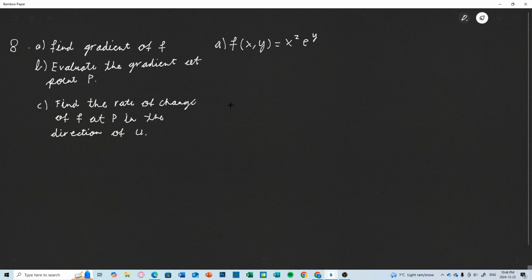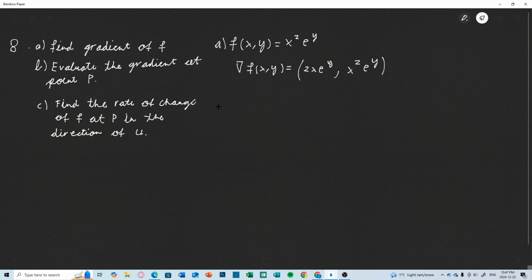Here we have question 8. So we need to find the gradient of f. For part B, we need to evaluate the gradient at point P, and then C, we need to find the rate of change of f at P in the direction of u. So the first thing we need to do is find the gradient of f with our f of x, y equaling x squared e to the y. So our gradient of f of x, y is going to be equal to the partial of x, which is 2x e to the y, and then our partial of y, which is x squared e to the y.